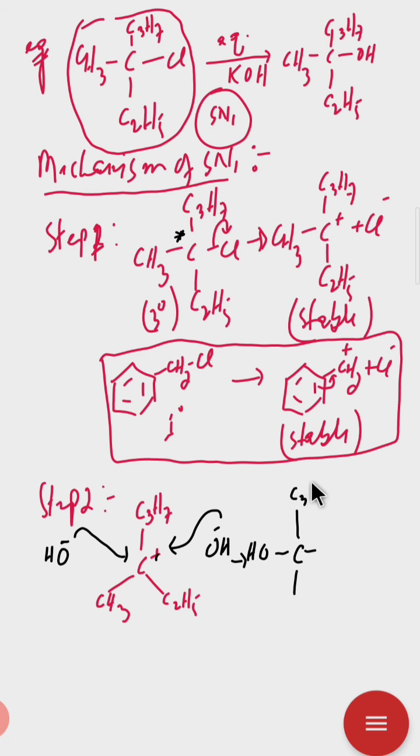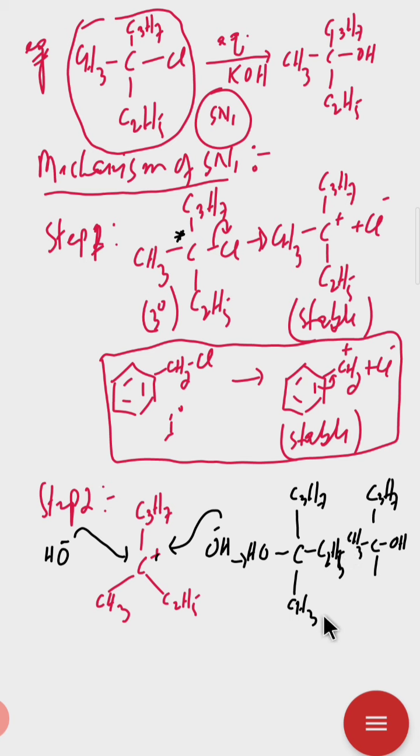This is C3H7, and this is your CH3, and this is your C2H5, right? This is C2H5, and another product will be like this. To this C, OH will be attached to the right hand side, and this will be C3H7, and this will be our CH3, and this will be C2H5, right? This will be a mirror image actually.